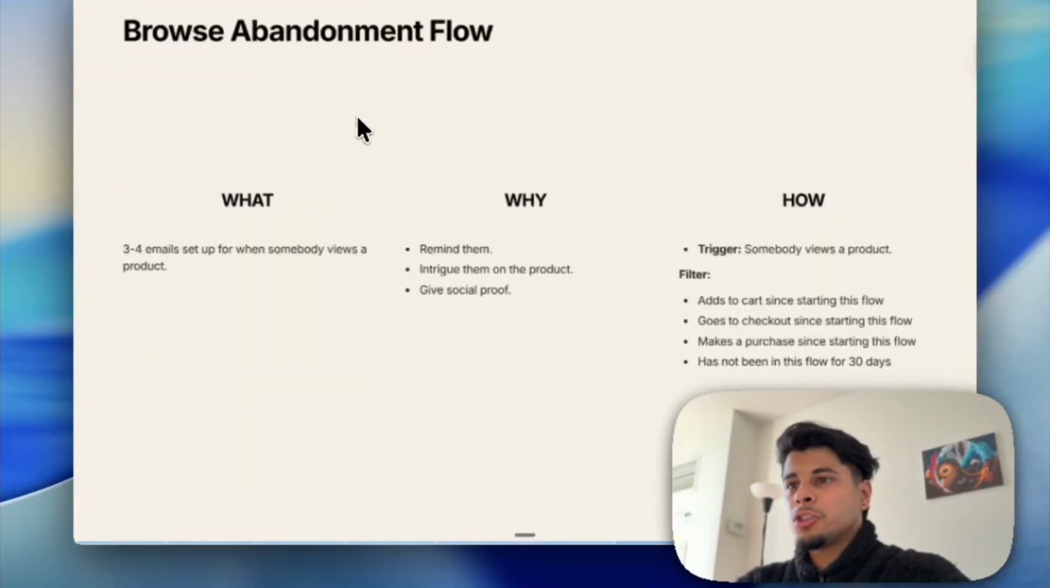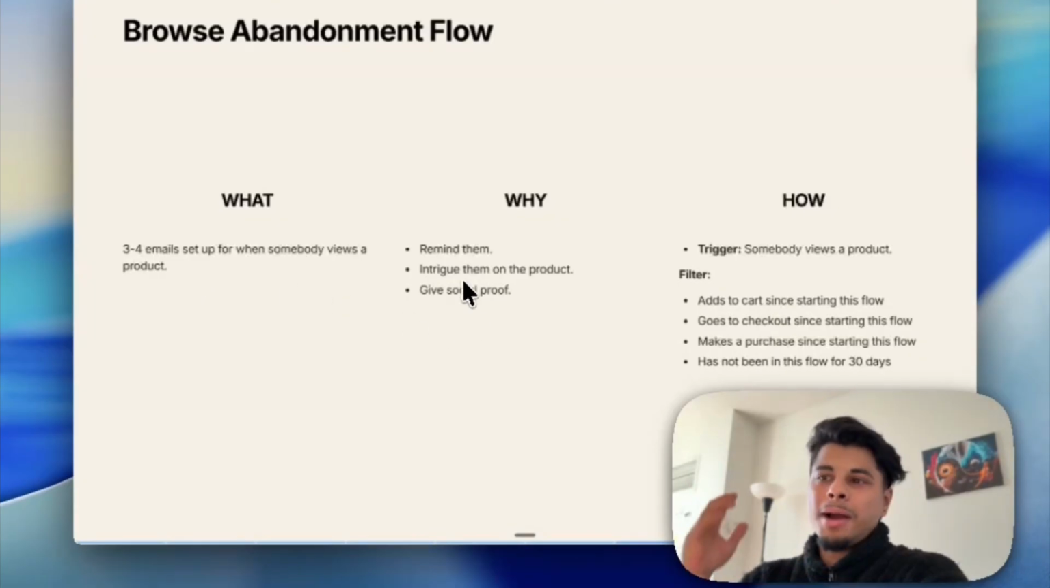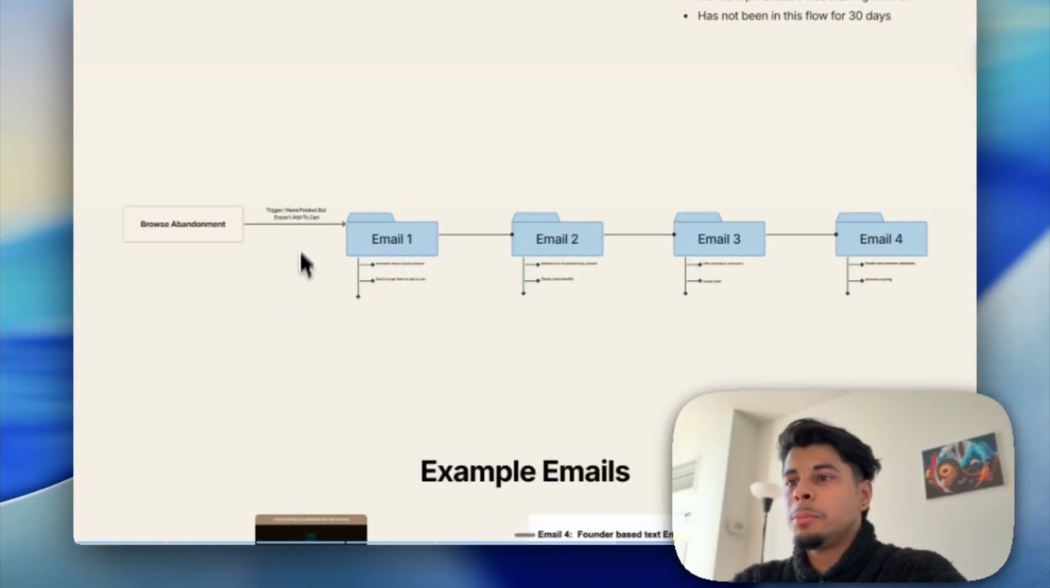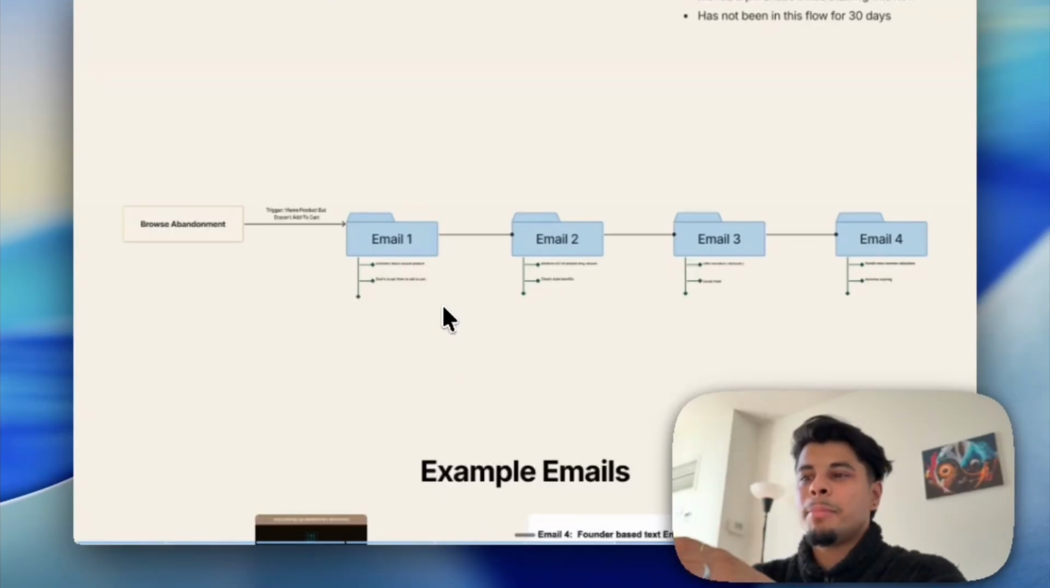So now we will talk about the browse abandonment flows. You need to have 3 to 4 emails for browse abandonment, just a reminder for them, intrigue them on the product and give some social proof. The trigger will be when someone views a product but doesn't add it to the cart. The flow structure will be: somebody viewed the product but doesn't add to the cart. So email number 1 will be a reminder about the product. The goal is to just bring them back to the cart.